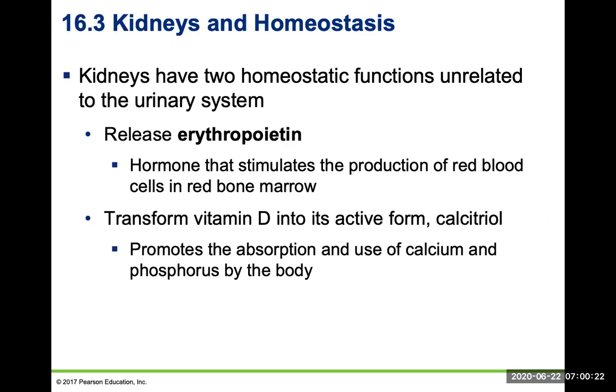Kidneys have two homeostatic functions unrelated to the urinary system. They release erythropoietin, which tells your red bone marrow to produce red blood cells, and they also transform vitamin D into its active form, calcitriol, and that promotes the absorption and use of calcium and phosphorus by the body.